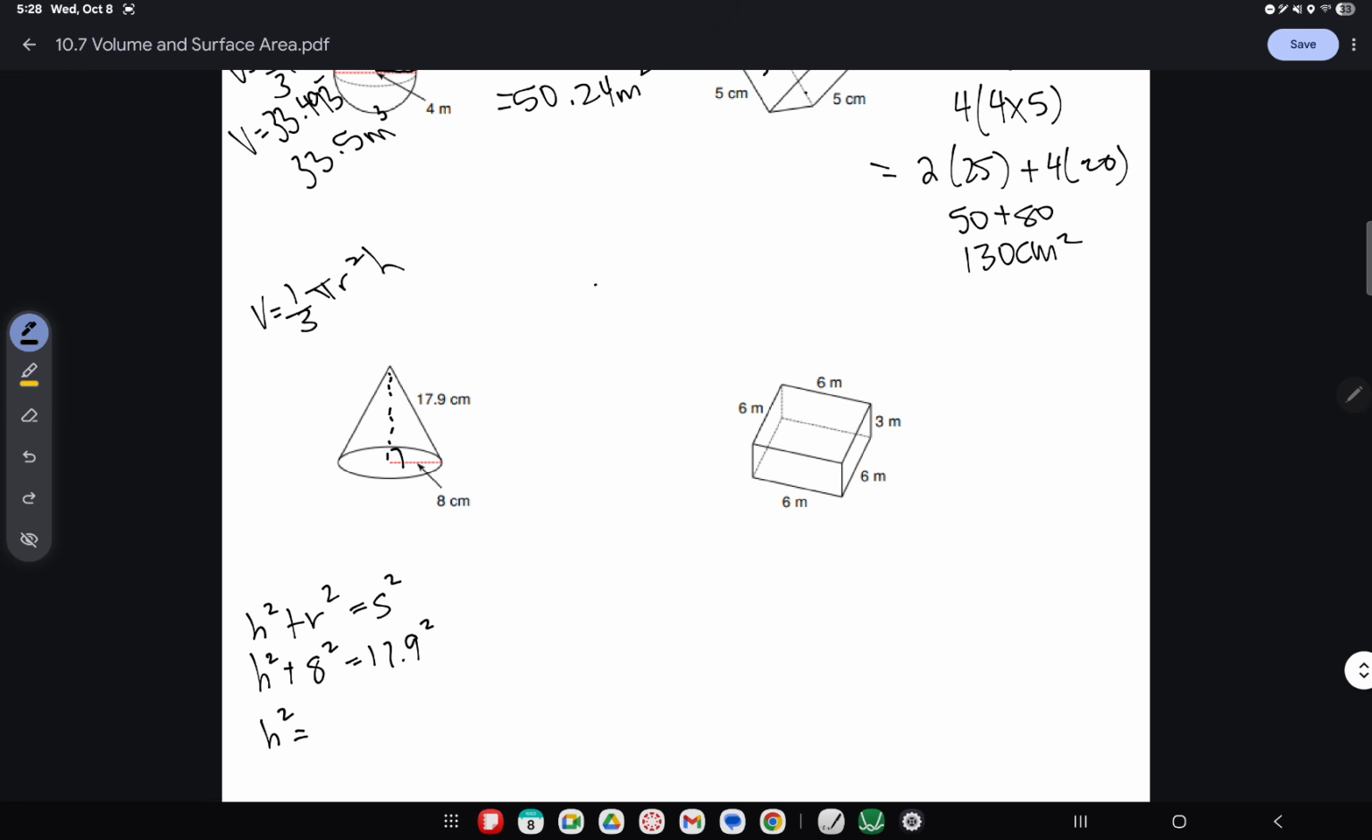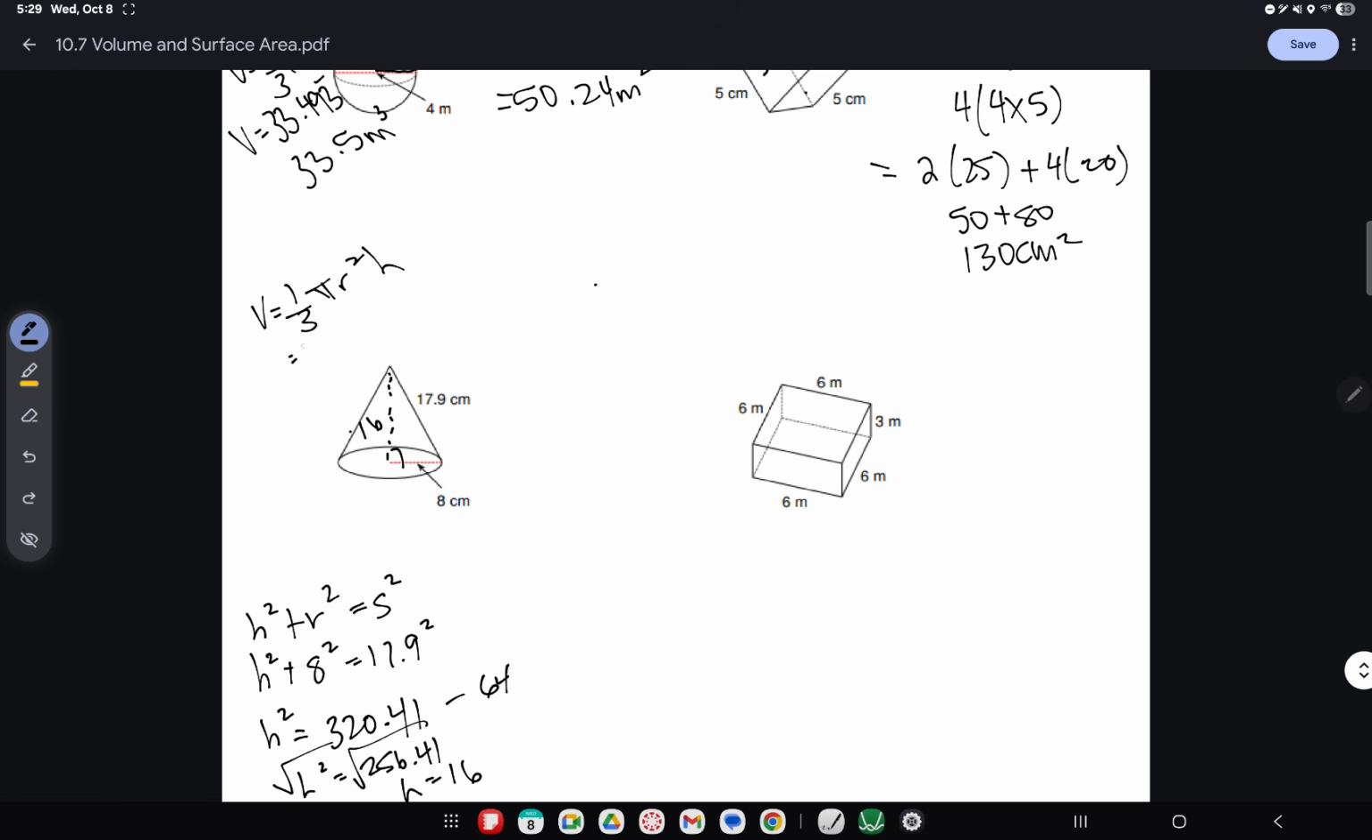So I can take the 17.9 and square it. And that gets me 320.41. And then I can subtract off 8 squared, which is 64. So h squared is 256.41. And then I have to do the square root of that. So h is, and I'll round it, 16.0128. Let's just go with 16.